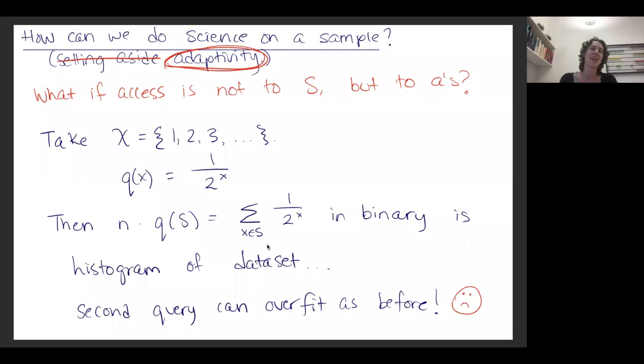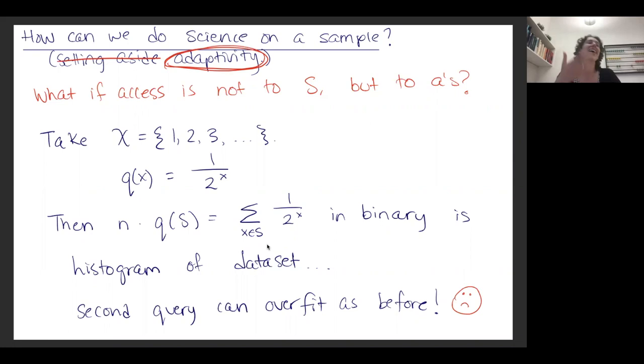So again, we get to a point very quickly where we're issuing a query whose answer is very, very different on the sample than on the underlying distribution. And we wanted to be able to do science on the sample. Okay, but you say, give me a break. This is not what scientists are doing.